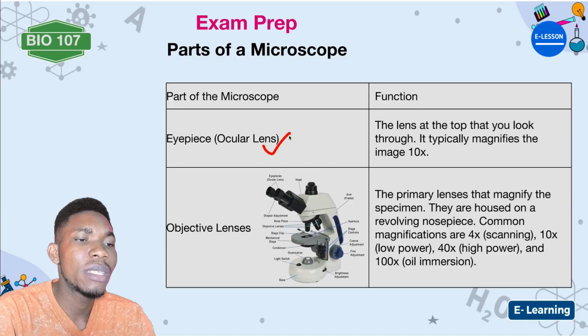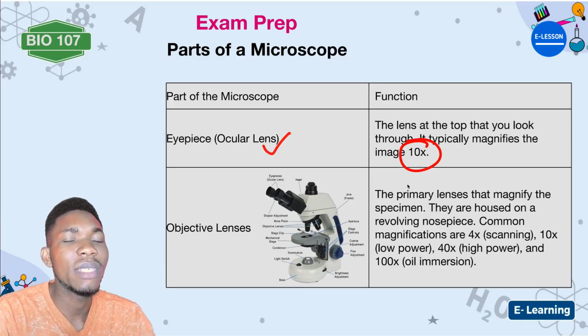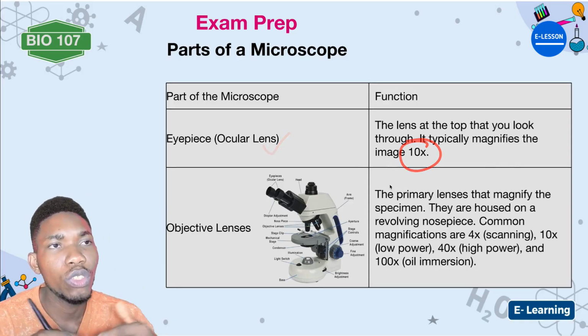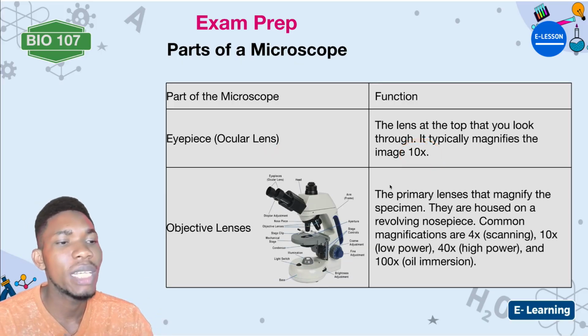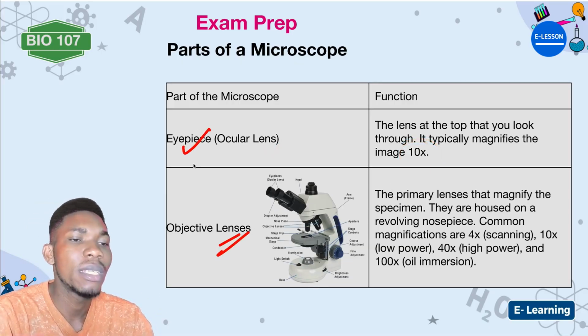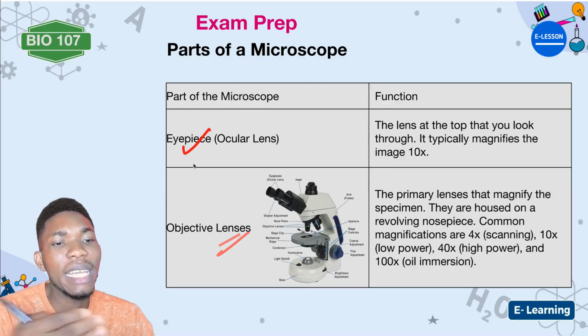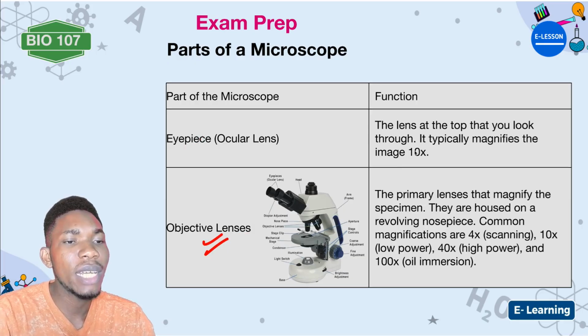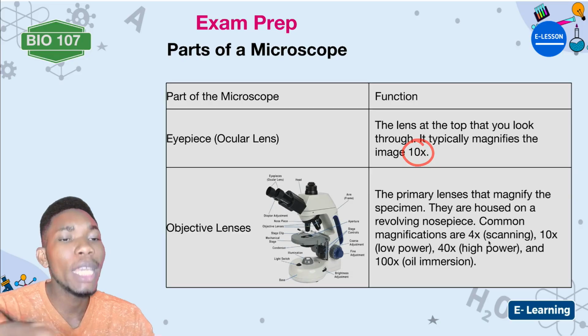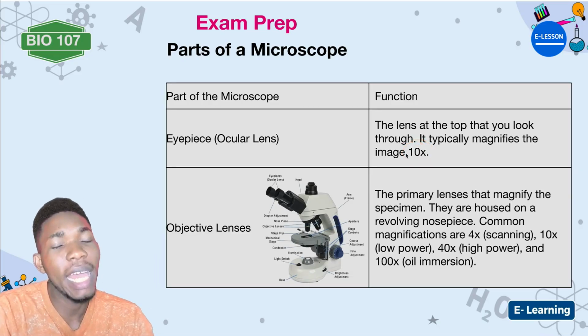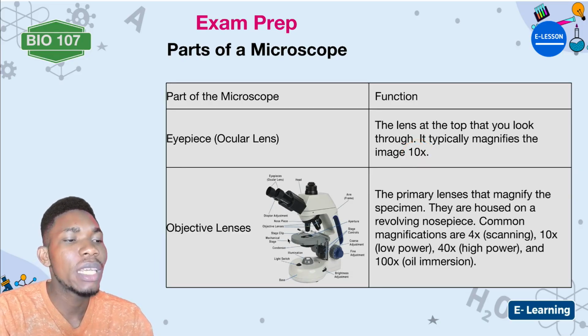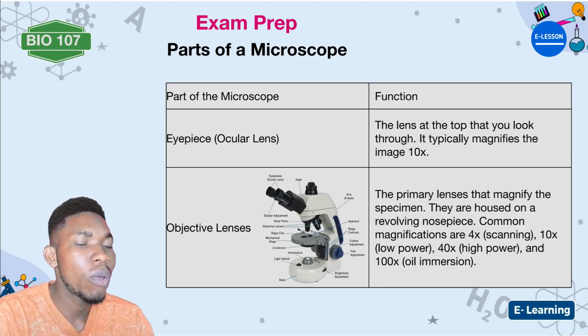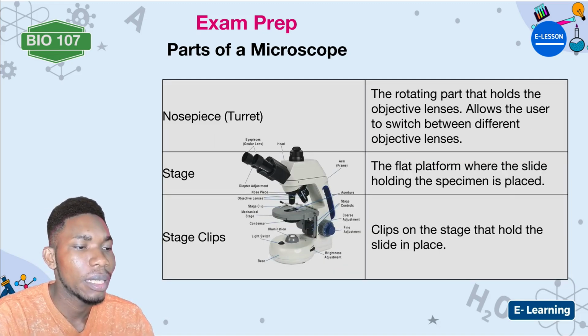We said the magnification that the eyepiece can give is 10x. So the eyepiece is what you view through. It can give 10x. Let us assume there is no other lens, only the eyepiece. It will magnify the image 10x. But now, the objective lens will magnify it more again, for example 40 times of this 10x. Are you getting it? Making the image bigger and clearer to view.